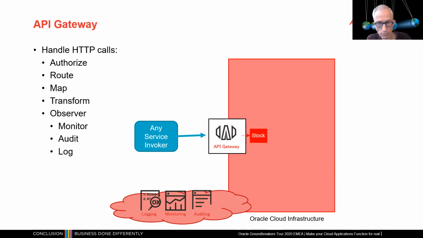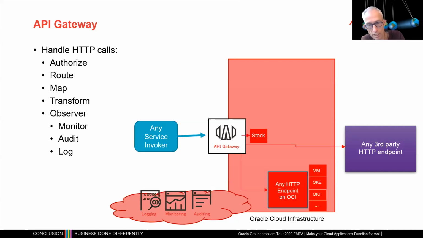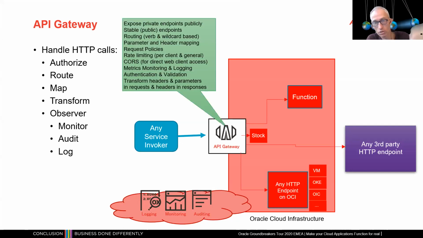API Gateway has three types of backends. A stock backend, which is basically always returning a static response, almost like a mock. It can invoke any third-party HTTP endpoint or an HTTP endpoint somewhere on OCI. And then the third one, which is relevant to our discussion today, it can invoke a function as well. So the easiest way to invoke a function from outside of OCI is to go through the API Gateway. And the API Gateway will perform a number of additional functions.